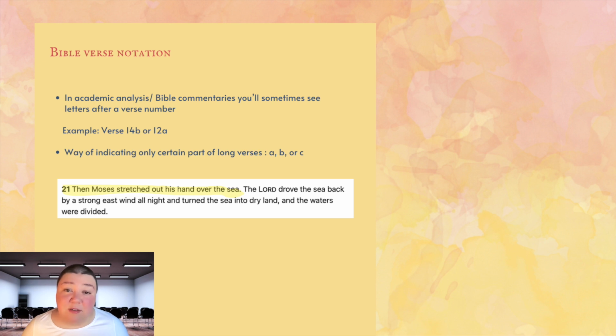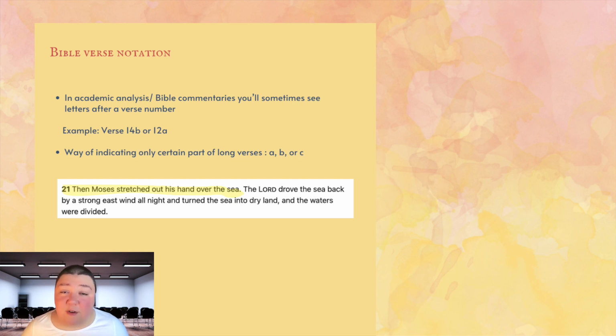An example of this from the chapter we were just looking at. "Then Moses stretched out his hand over the sea. The Lord drove the sea back by a strong east wind all night and turned the sea into dry land, and the waters were divided." So this verse has more than one sentence.